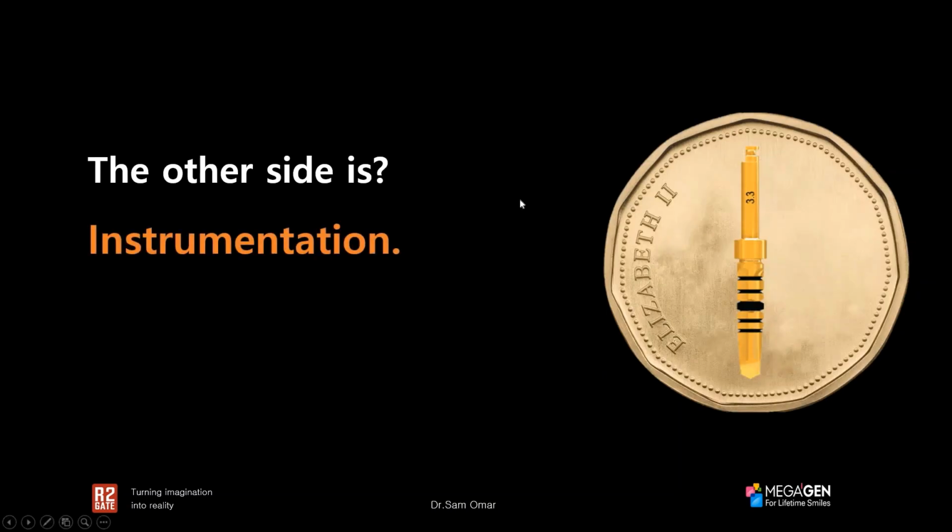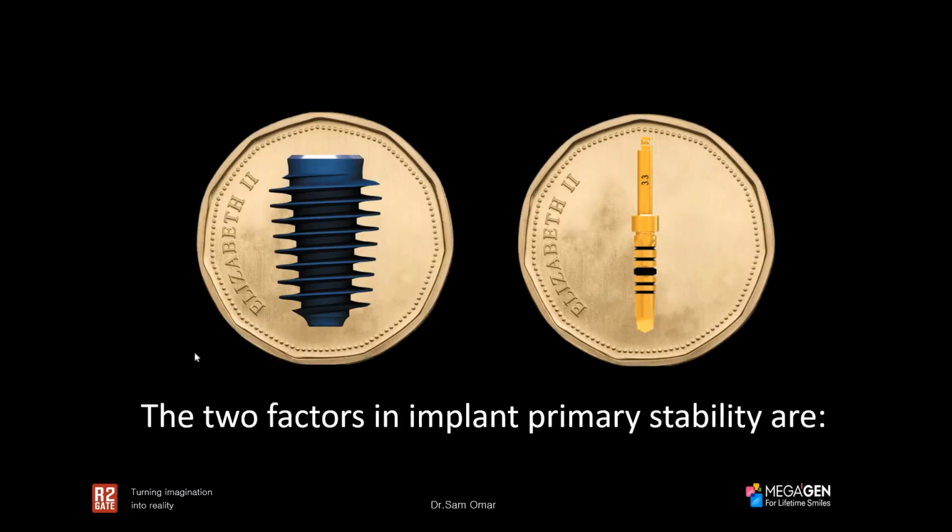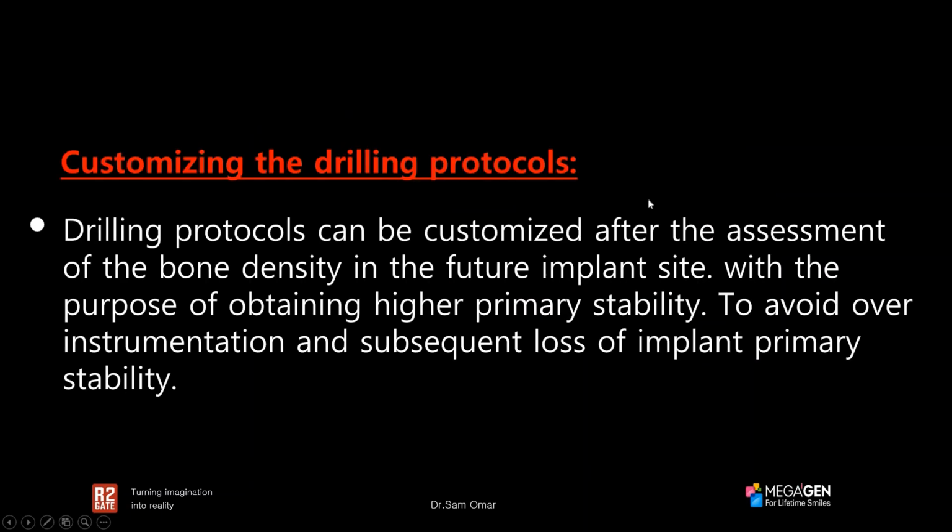instrumentation. How much drilling am I doing to place my implants? And am I using the proper amount of drills or not? Am I over drilling or am I under drilling? So the 2 factors of implant primary stability are implant design and instrumentation. And that leads me to the concept of customizing the drilling protocols. Drilling protocols could be customized after the assessment of the bone density in the future implant site, with the purpose of obtaining higher primary stability to avoid over-instrumentation and subsequent loss of implant primary stability.